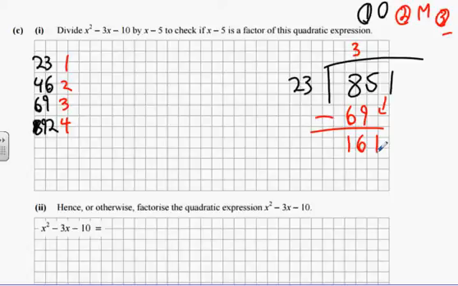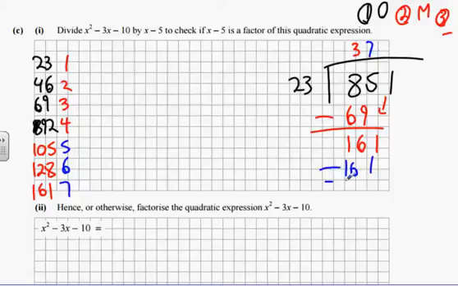Now we keep counting. What happens when we add another 23 on? 105. Another 23. 128. Another 23. 160. 1. And that's 5, 6, and 7. And it goes 37 times. Multiply the 7 by 23, you get 161. Take it away and you get a remainder of 0.